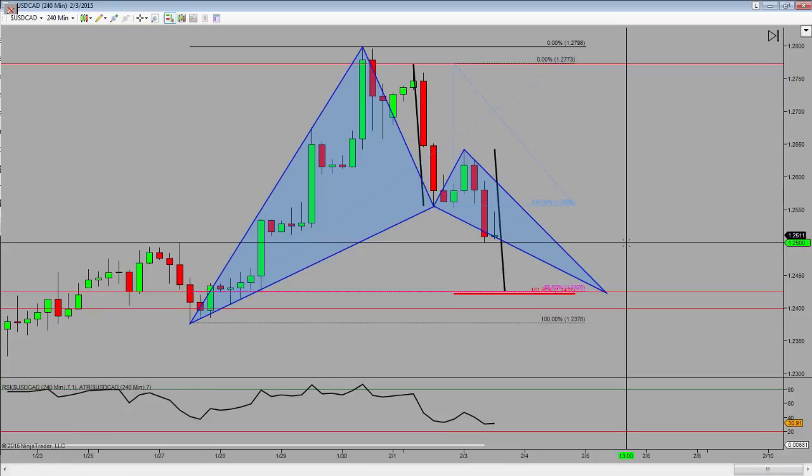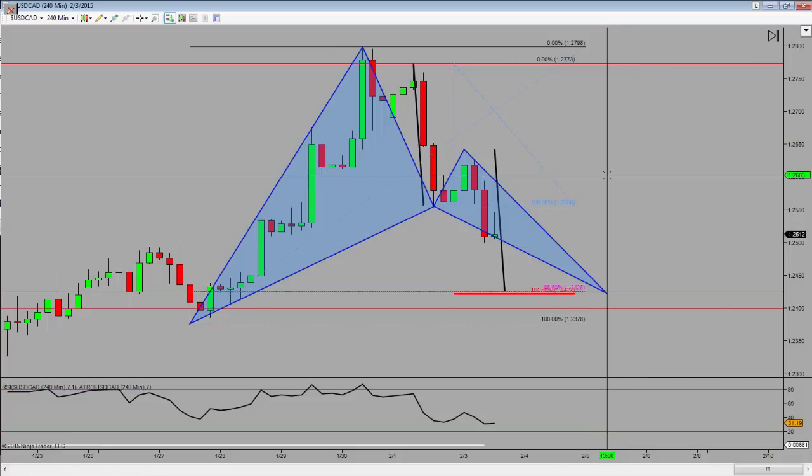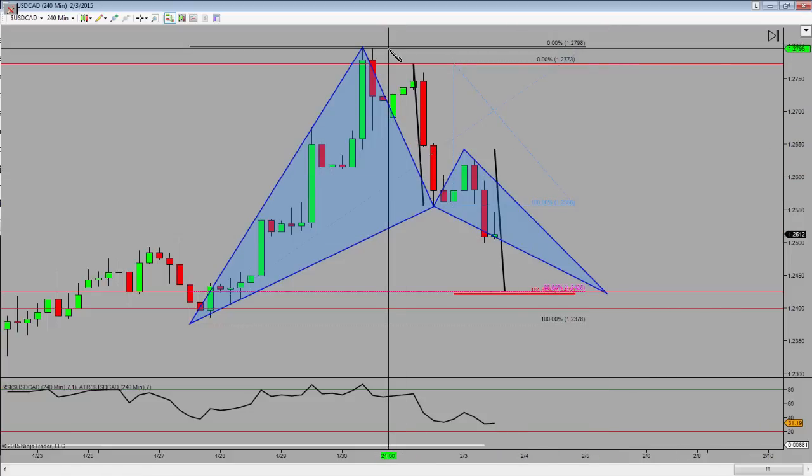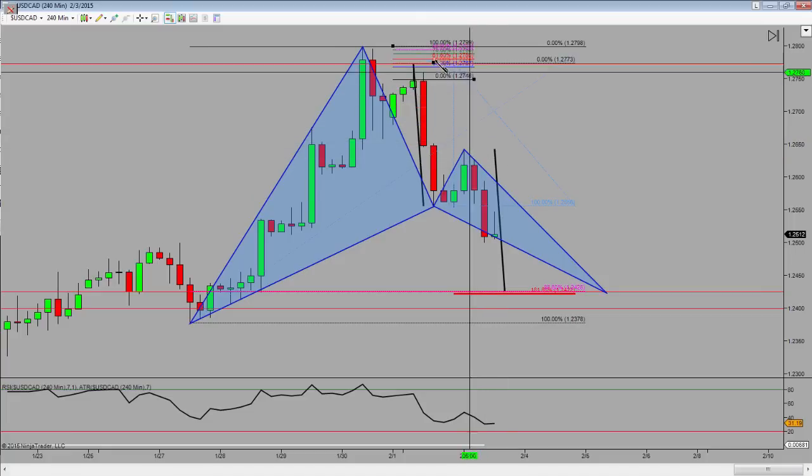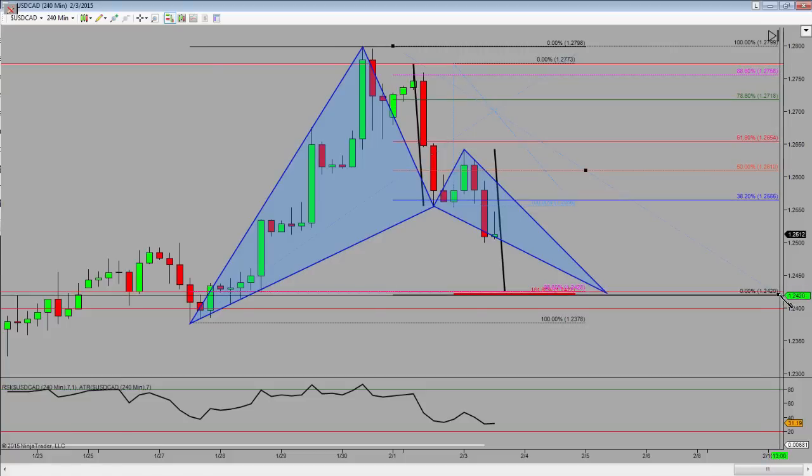Now we just need to make sure that the risk reward makes sense. With a bat pattern, it typically does, but let's measure it out. Or let's make sure it meets your risk profile. Fibonacci retracement, swing high to swing low.